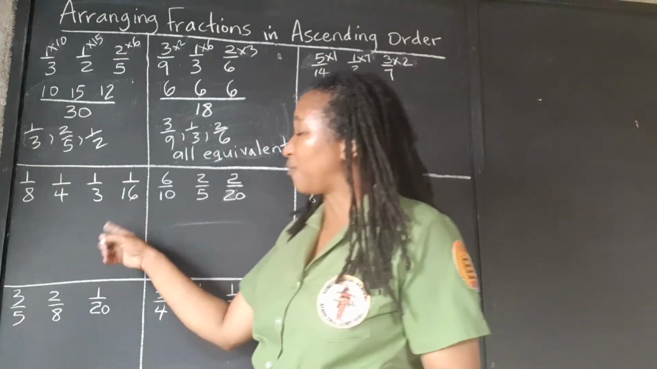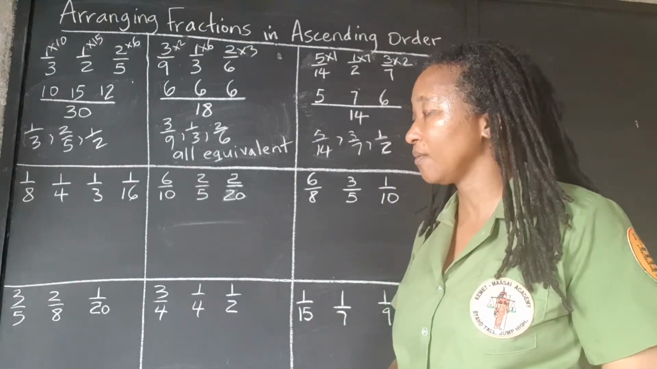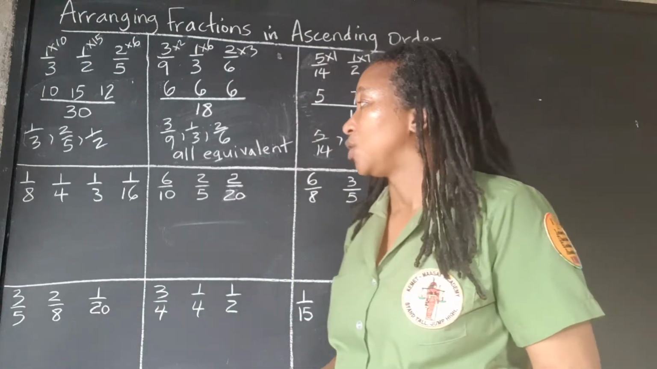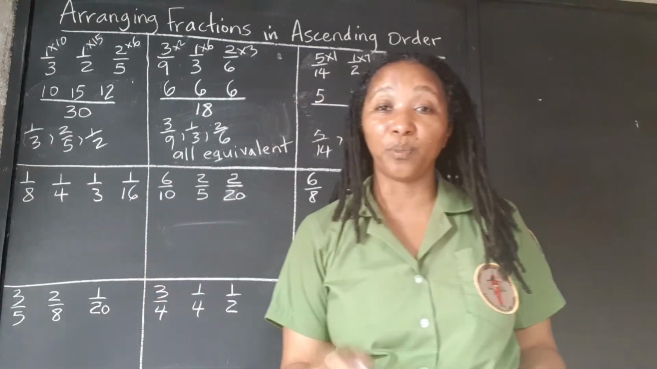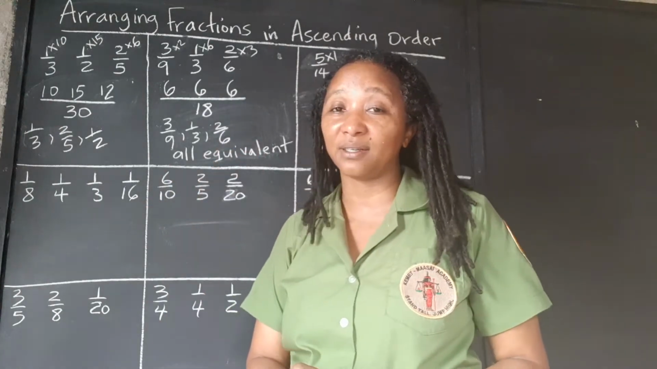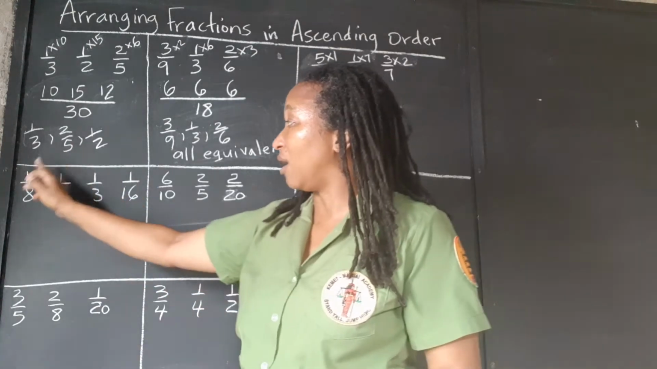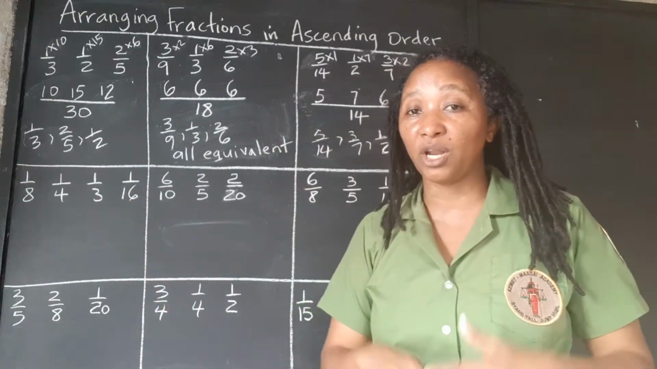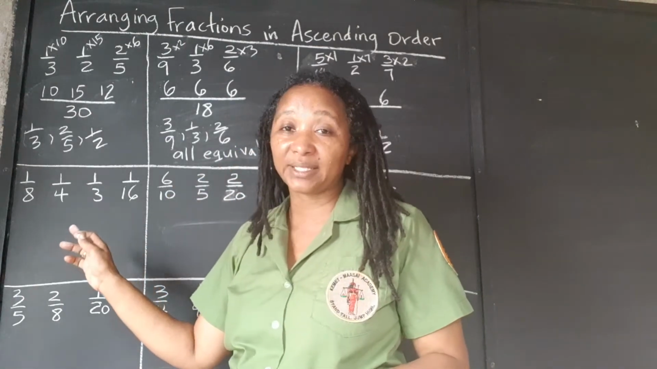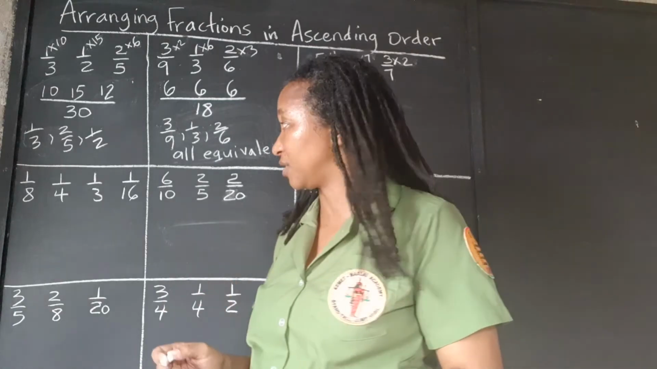Now let's look at these. If we look at these ones, we notice that they all have 1 in the numerator. Whenever you're comparing fractions and they all have 1 in the numerator, you can go to the denominator and compare them, but here's the catch. The one with the biggest denominator will turn out to be the smallest fraction. When all the numerators are the same, go to the denominator, and the one that has the biggest denominator represents the smallest fraction.